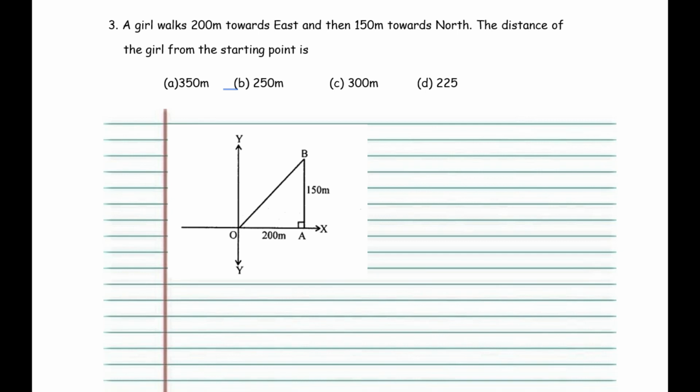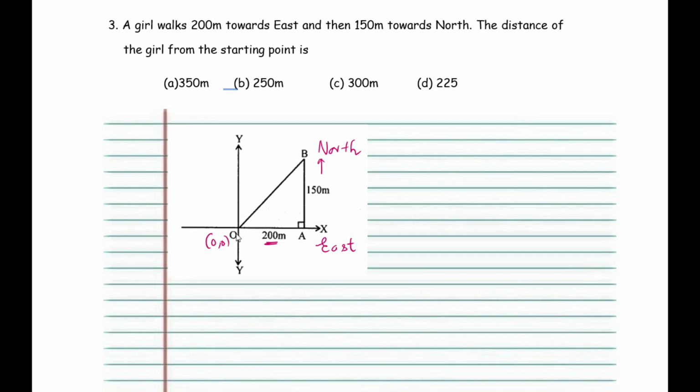Dear students, now moving to question number 3. A girl walks 200 meters towards the east and then 150 meters towards the north. Now the distance of the girl from the starting point is, consider the girl is at the starting point, that is origin 0, 0. Now she'll move towards the east, that is in the positive x direction, around 200 meters. Again she'll move towards the north, covering 150 meters.